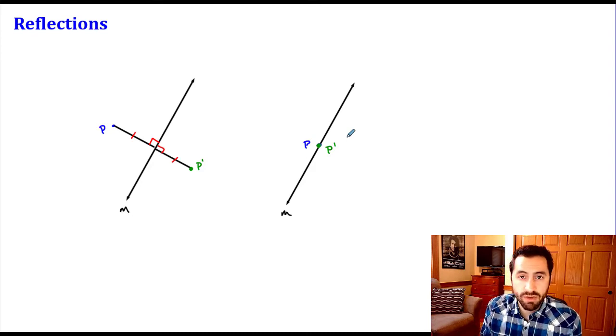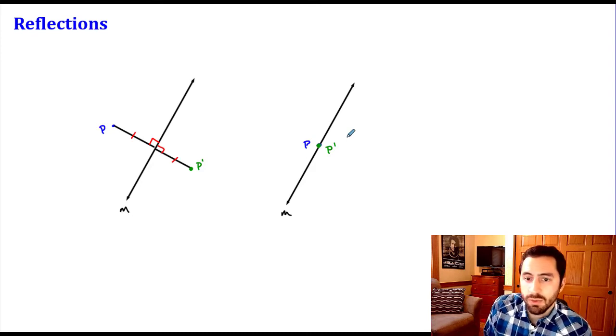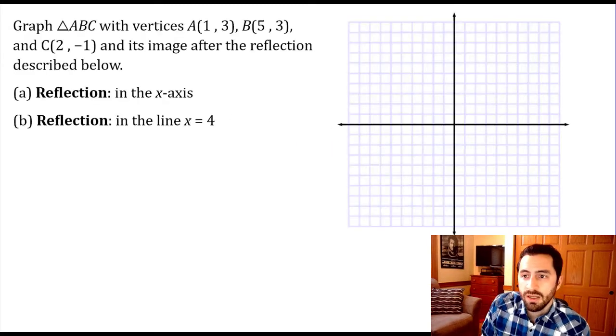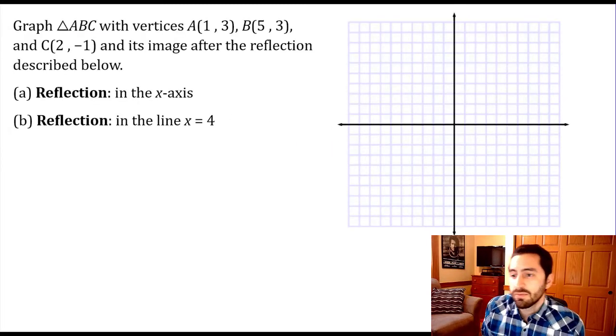Okay, so now that we have an idea of what a reflection is, to put this in an example, I have a triangle ABC with the vertices (1, 3), (5, 3), and (2, -1). And I want to do two different reflections with this. I want to do one reflection in the x-axis and one reflection in the line x = 4. That's the way that we normally phrase it. We say we're going to do a reflection in this specific line. What that just means is that line that we're given, that's our line of reflection.